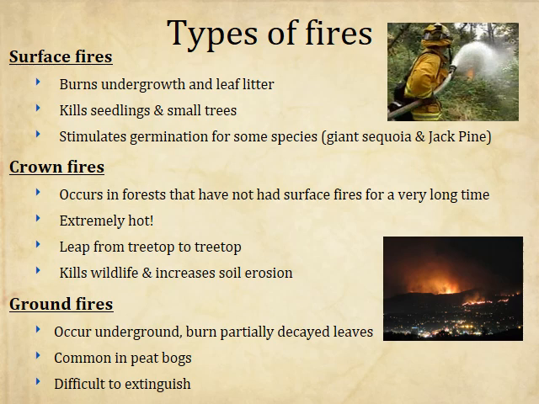Crown fires are really, really bad fires. This is what was burning in California. In forests that have not had surface fires, they have a buildup of undergrowth and dead stuff underneath. They leap from treetop to treetop. It kills wildlife, increases soil erosion, and kills mature trees.